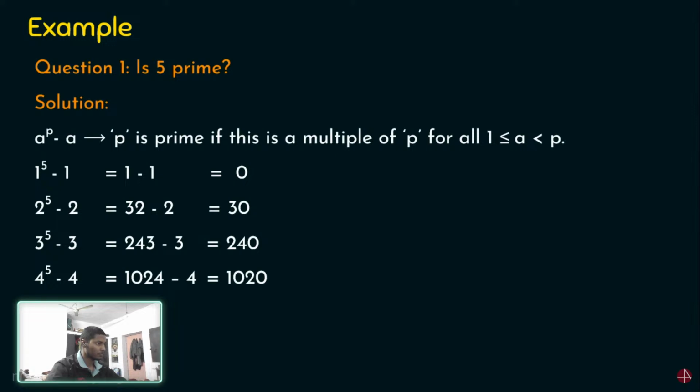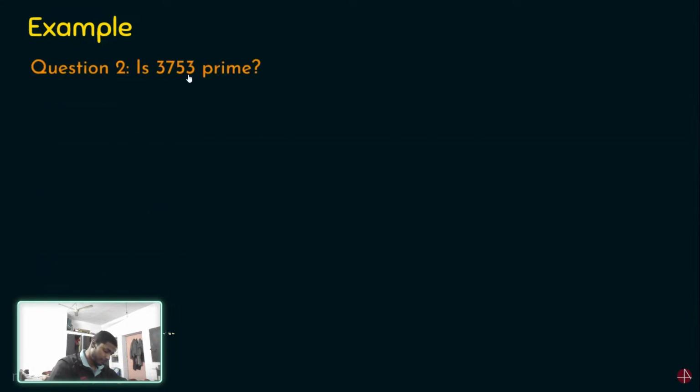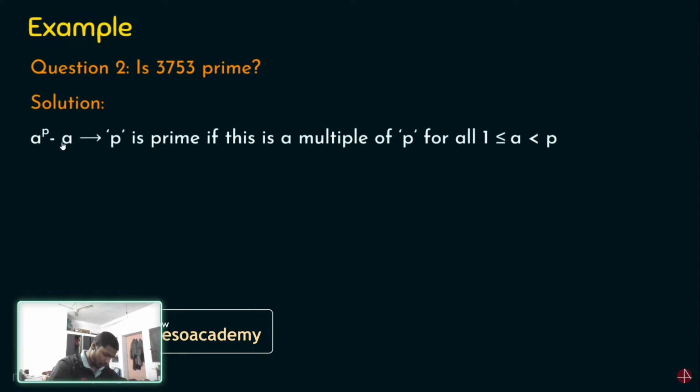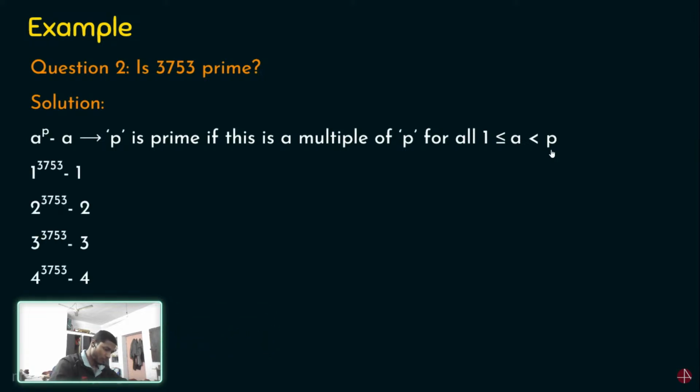We can evidence this drawback in the next example. Let's dive into example number 2. The question is, is 3753 prime? Let's solve it now. We know what we are going to compute. It's a power p minus a, and we are going to take the value for a as a is equal to 1, a is equal to 2, up to 3752. We need to do this operation for a is equal to 3752.